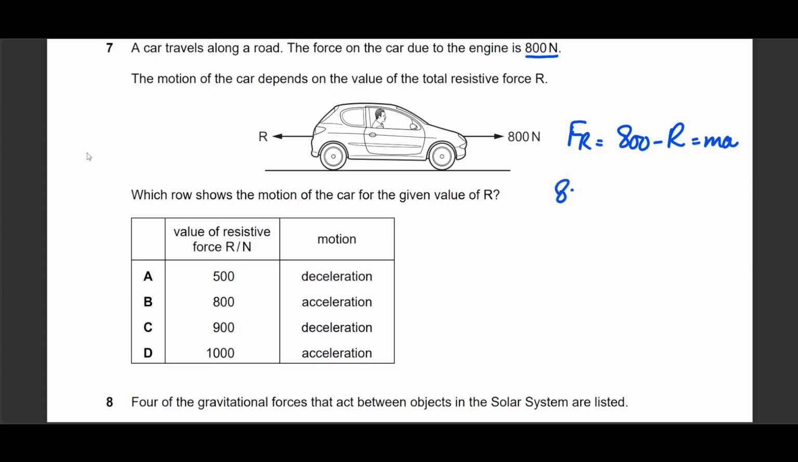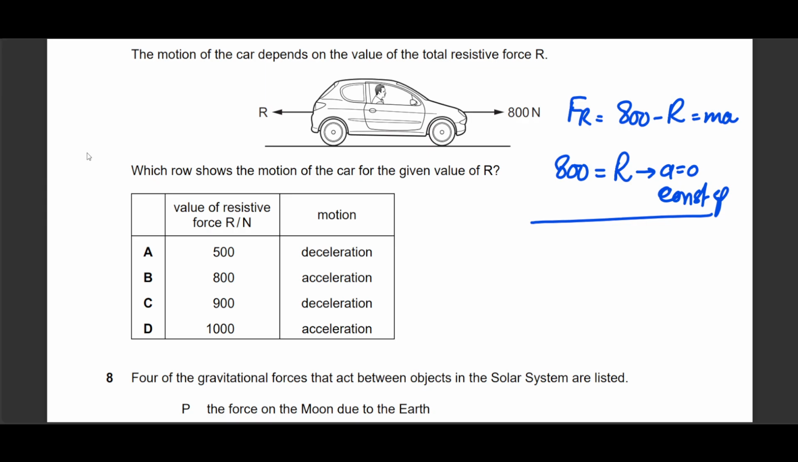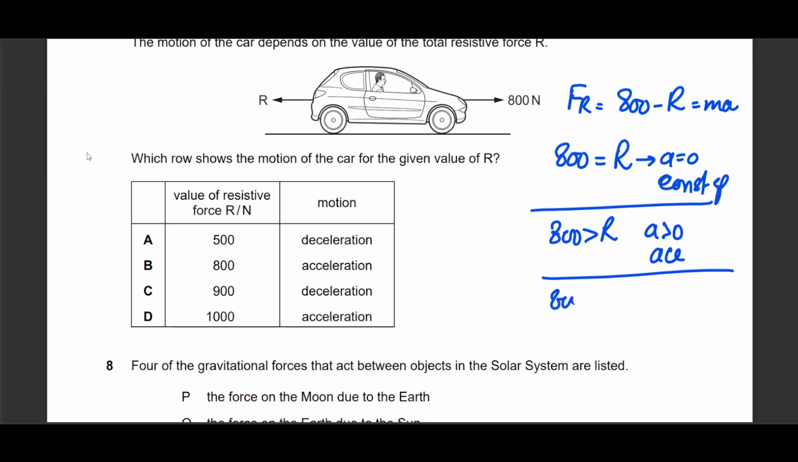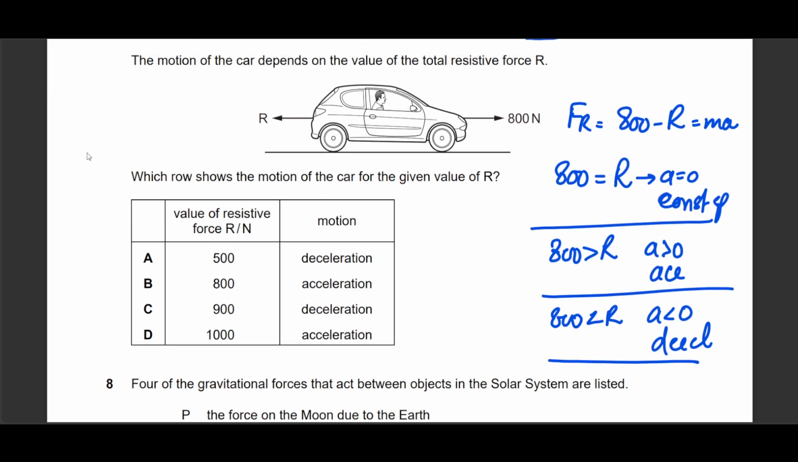Now, if 800 is equal to R, only then is the acceleration 0, and the object moves at a constant speed. It will be constant speed. If 800 is greater than R, then the acceleration will be greater than 0, and it accelerates or speeds up. If 800 is less than R, or R dominates, then definitely acceleration will be less than 0, or negative, which will be a case of deceleration. So these are the only 3 cases that can exist for Newton's second law. He says which row describes the correct case.